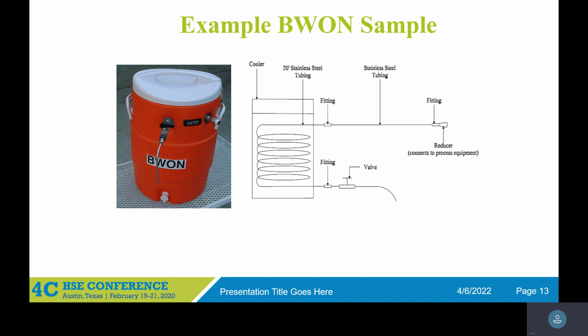So this is a BWON sampler. It's simply a cooler, as you can see, and it just has stainless tubing wrapped around. We put a bunch of ice. We make sure we have a fitting that reduces and connects to the process equipment, and then we just wait until it's the right temperature and then cap it real fast and send it off for analysis. This is an area where if you ever get audited, they want to watch you and see how you do it, right? And a typical audit finding is that they're not chilling the sample.